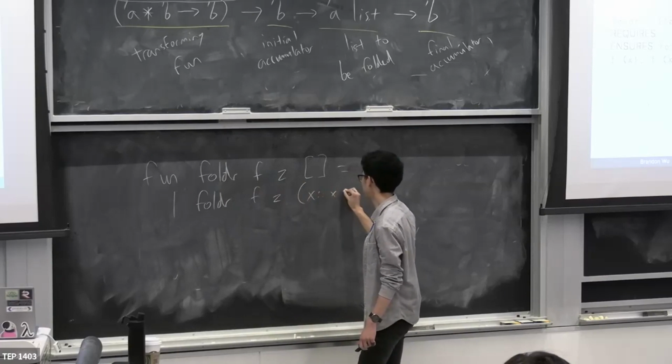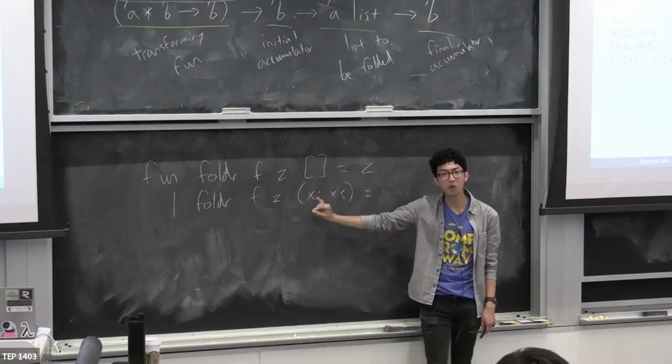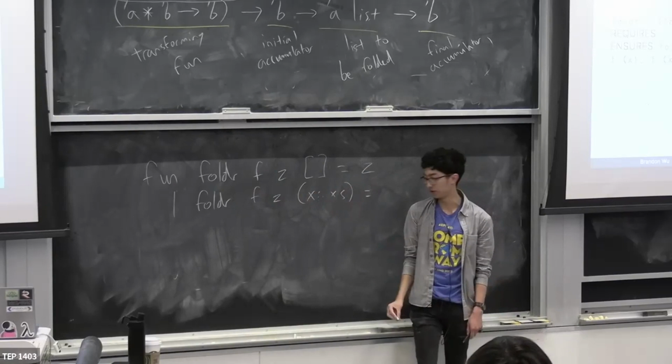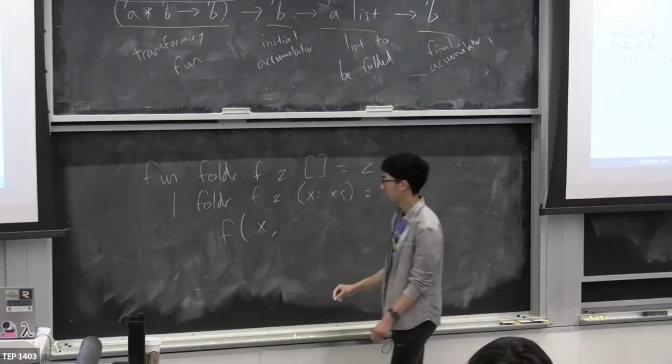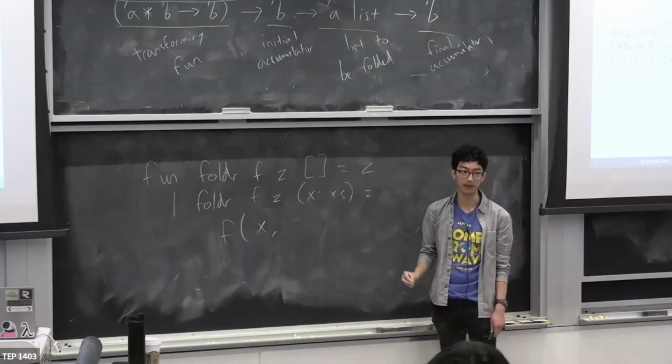And if I have x cons xs, here's what I'm going to do. I have the first element of the list right here. But I want to do that last, right? The last thing I want to combine is x. So I'm going to combine x with something, but I'm going to do the rest of it first. I'm going to do the rest, and then I combine with x.